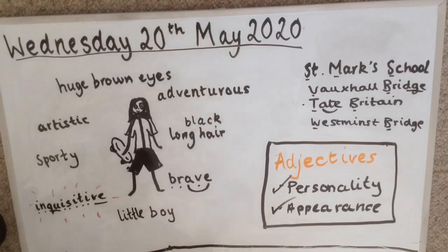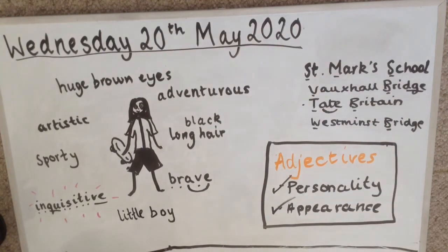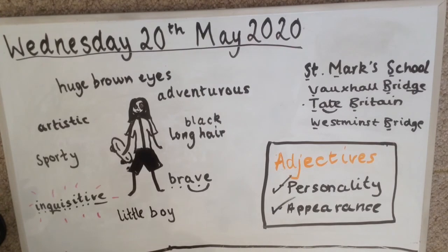So this is what you kind of need to do for today, is think about your character, think about their personality and their appearance. Really think about where you've decided as well for your character to go to help you. I used my Tate Britain to help me figure out that I wanted my character to be artistic. You might change your mind about where your character is going, and that might just decide what type of adjectives you use to describe your character.